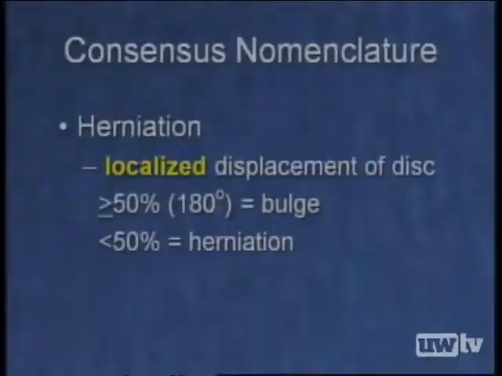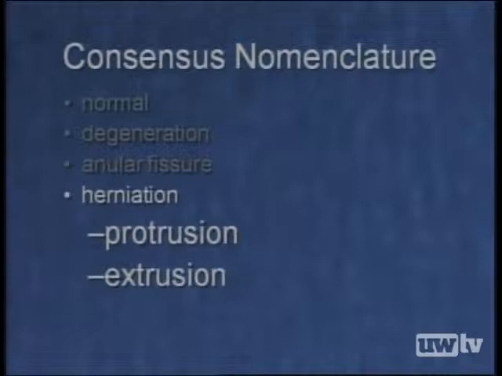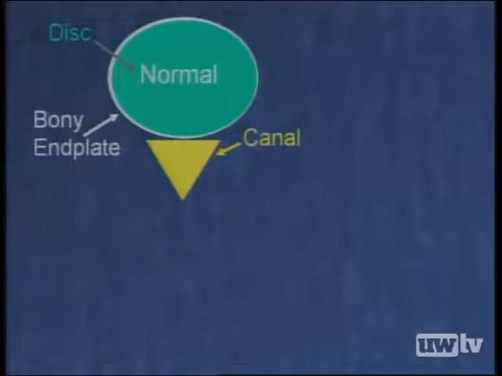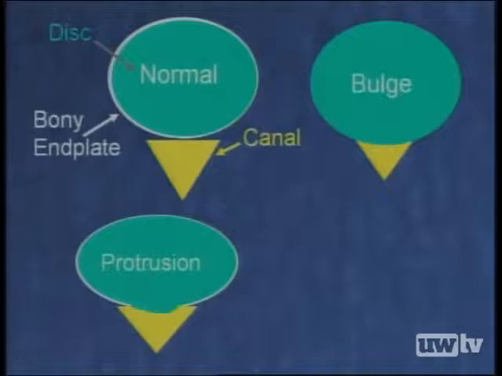So the consensus nomenclature defines a disc herniation as a localized displacement of disc material. More than half the circumference of the disc, it's a bulge. Less than half the circumference of the disc, it's defined as a herniation. Herniations have been further subdivided into these categories of protrusion and extrusion. And just schematically here, normal disc displayed in blue, the bony end plate in white, the canal in yellow, a bulge, a diffuse abnormality of the disc, a protrusion, again, is a local abnormality of the disc, less than 50% of the circumference, but the largest diameter is adjacent to the parent disc.